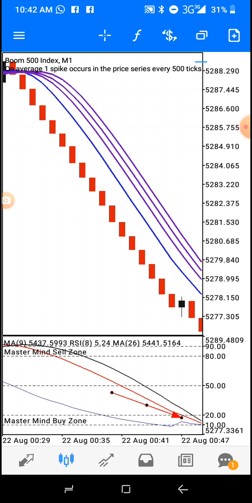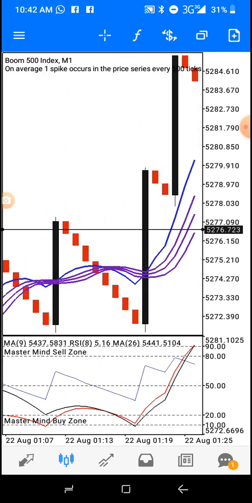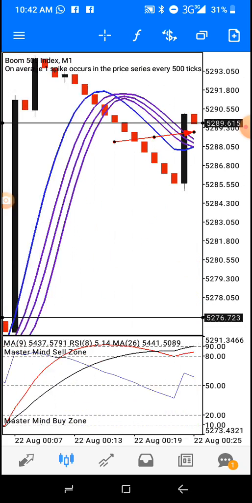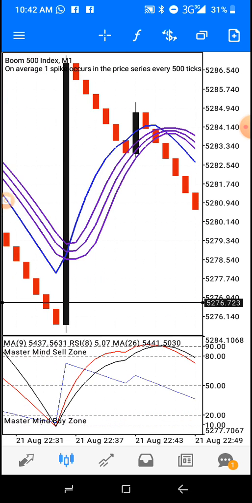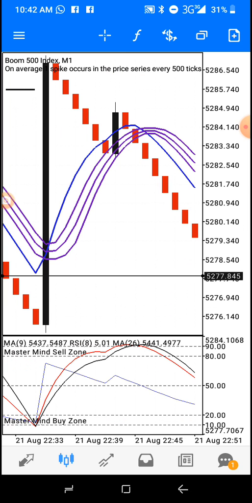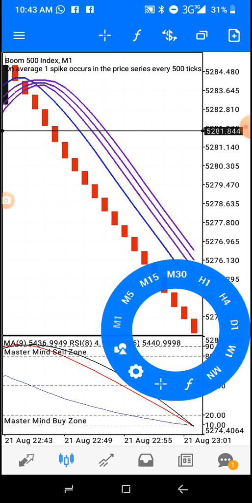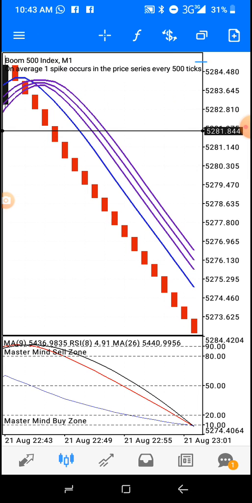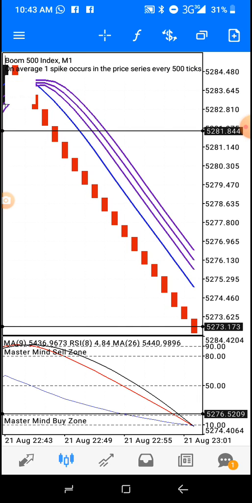So you can see here again, we have the indicator in the Mastermind 90 sell zone, and then you take your sells, and you TP in around here. You don't have to be greedy. I keep repeating this. When it gets to this area, the Mastermind buy zone, you close. You close when it gets to there. So you see, the strategy works perfectly for Boom and Crash, trading against the spike.